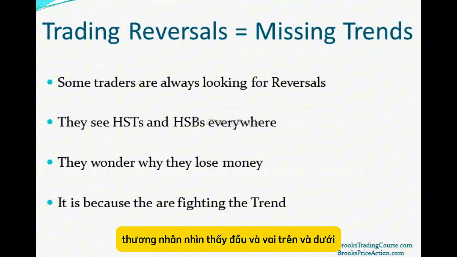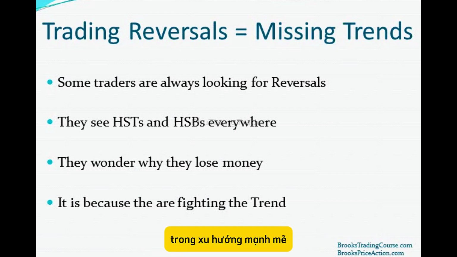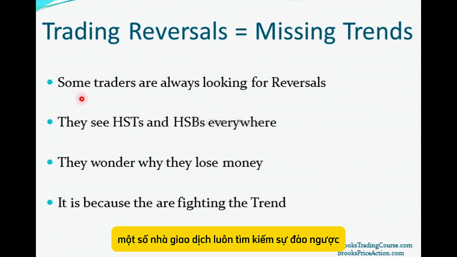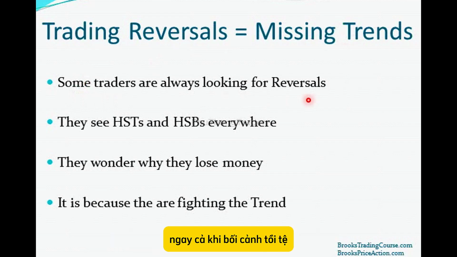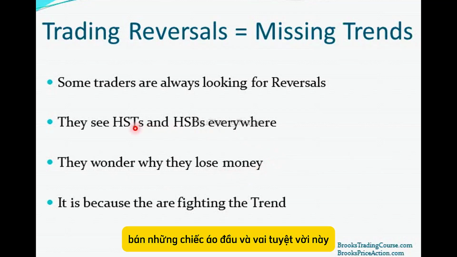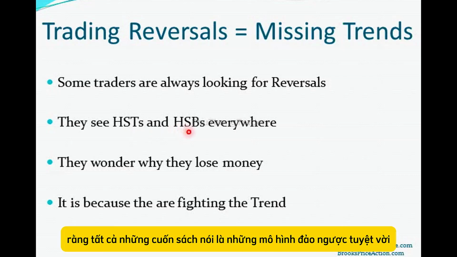Traders who see head and shoulders tops and bottoms all over the place are looking for reversals within strong trends, and they end up missing the trends. Some traders are always looking for reversals even when the context is bad, and they see head and shoulders tops and head and shoulders bottoms everywhere, and they take all of those entries and they wonder why they're losing money when they're selling these great head and shoulders tops and buying these great head and shoulders bottoms that all the books say are great reversal patterns.